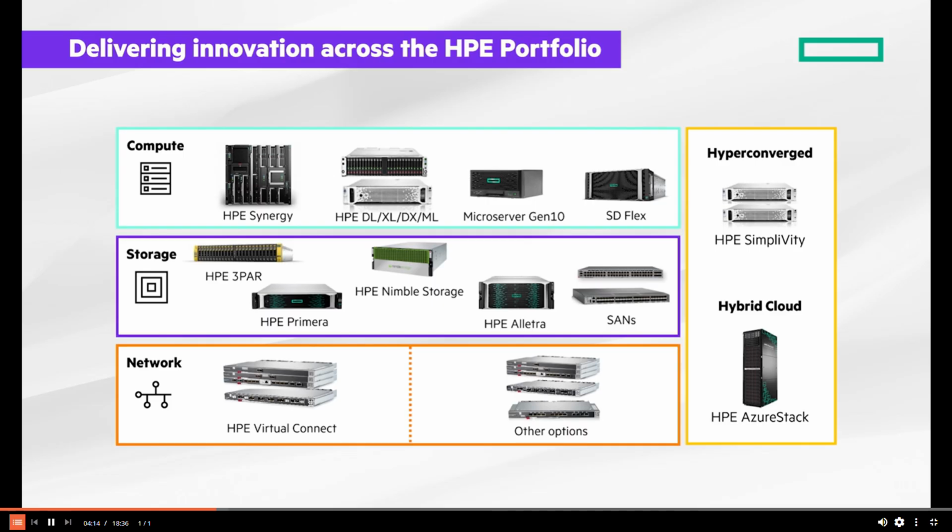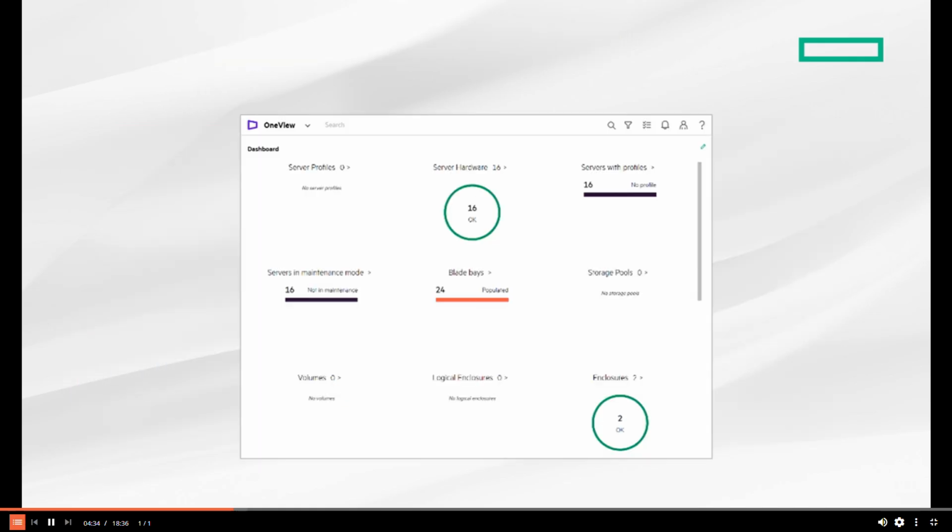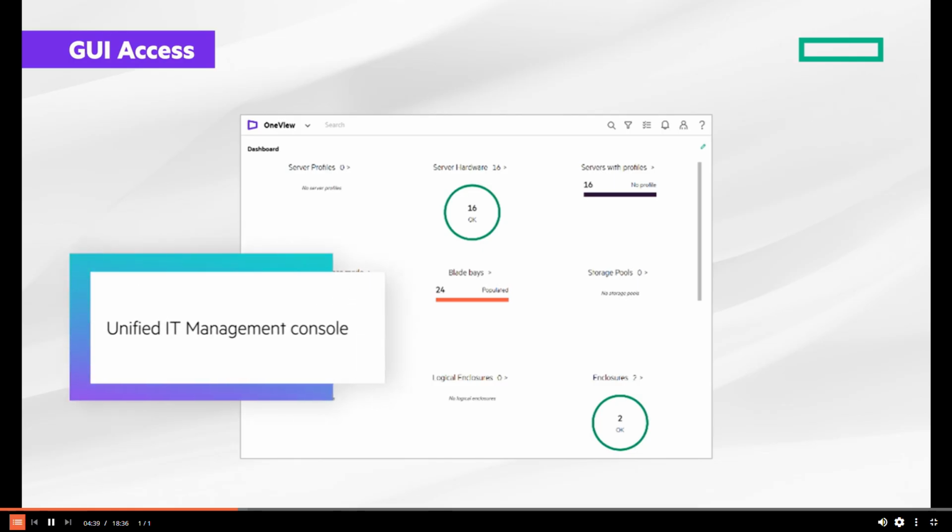HPE OneView is available across the entire range of HPE server, storage and networking hardware. It can be used to manage Blade systems, Proliant servers, Apollo servers, Superdome Flex and more. In HPE Synergy, it is included in the management appliance that is installed in the frame, and it is known as the Synergy Composer. HPE OneView can be run using the web interface, the GUI, which has been designed to enhance interaction amongst staff and increase productivity.